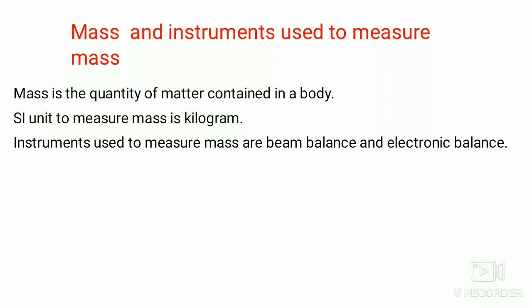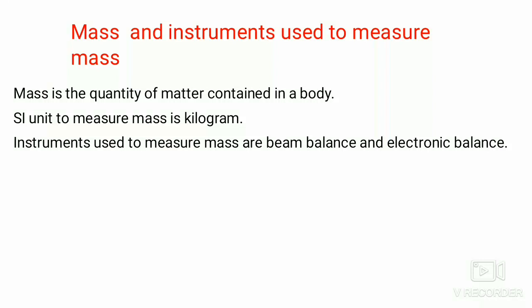1 kg is equal to 1000 grams and 1 gram is equal to 1000 milligrams, which are sub-multiples of the kilogram. To measure the mass of lighter bodies, we use grams and milligrams.